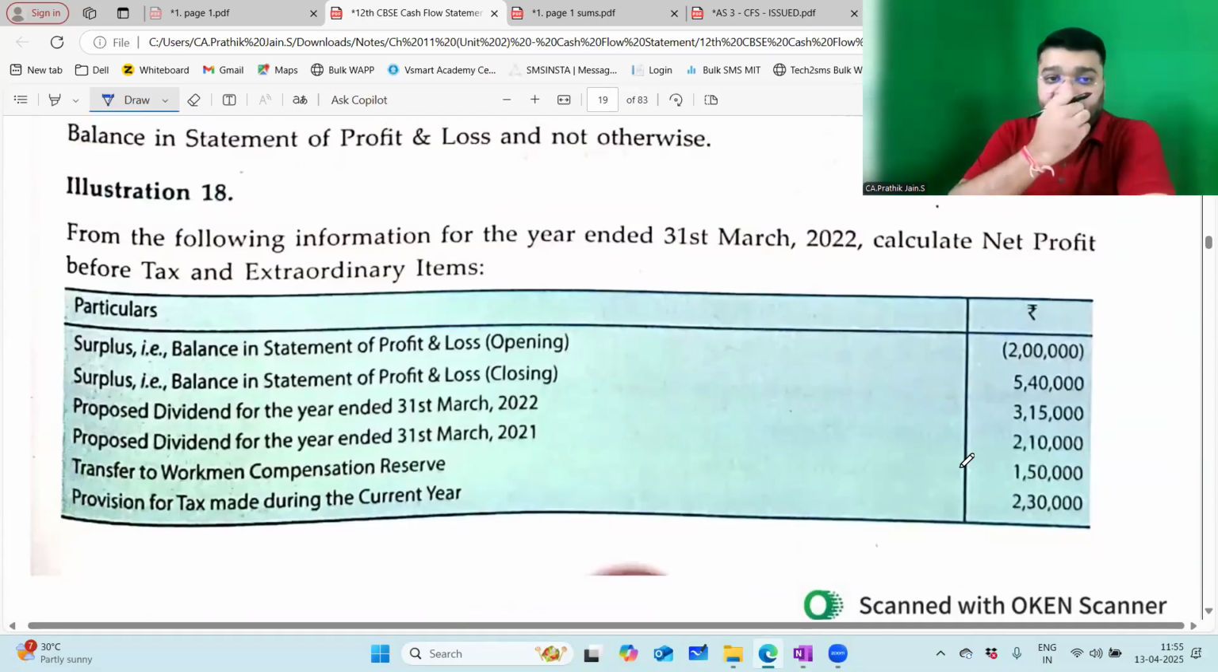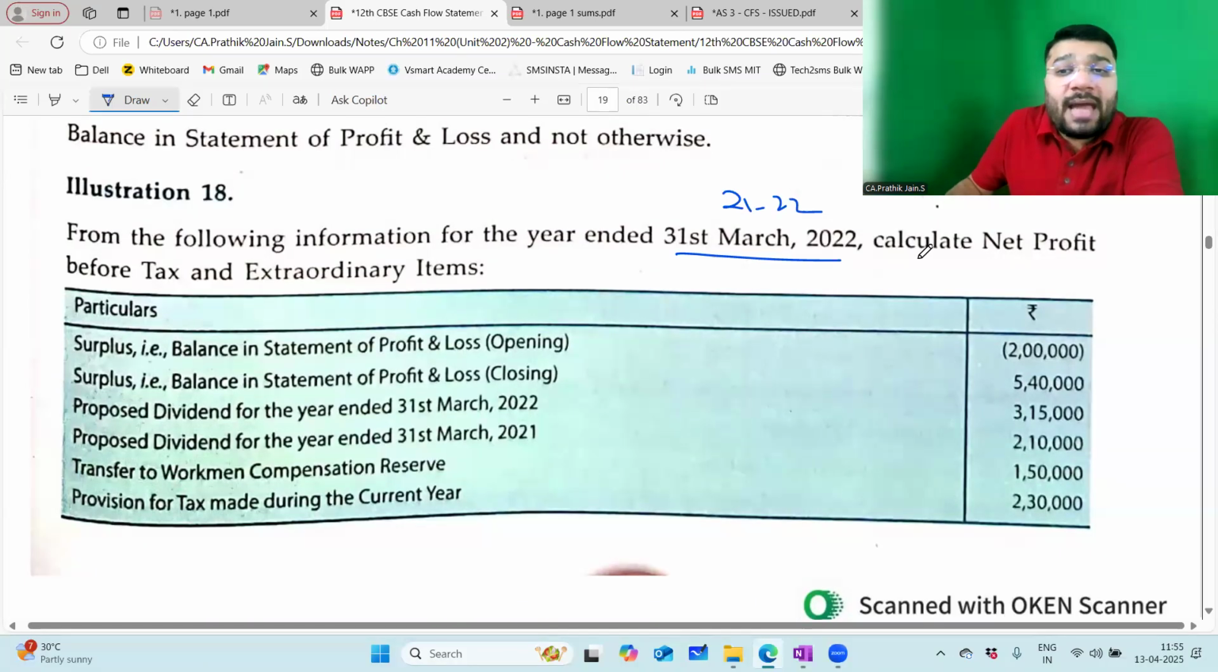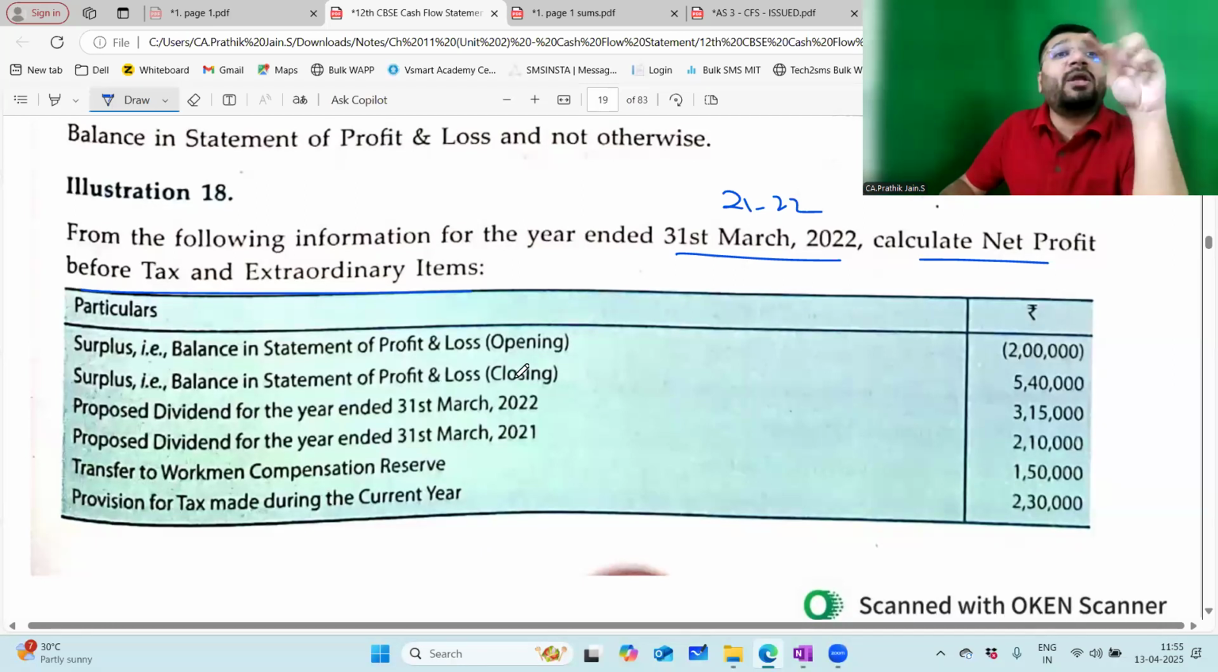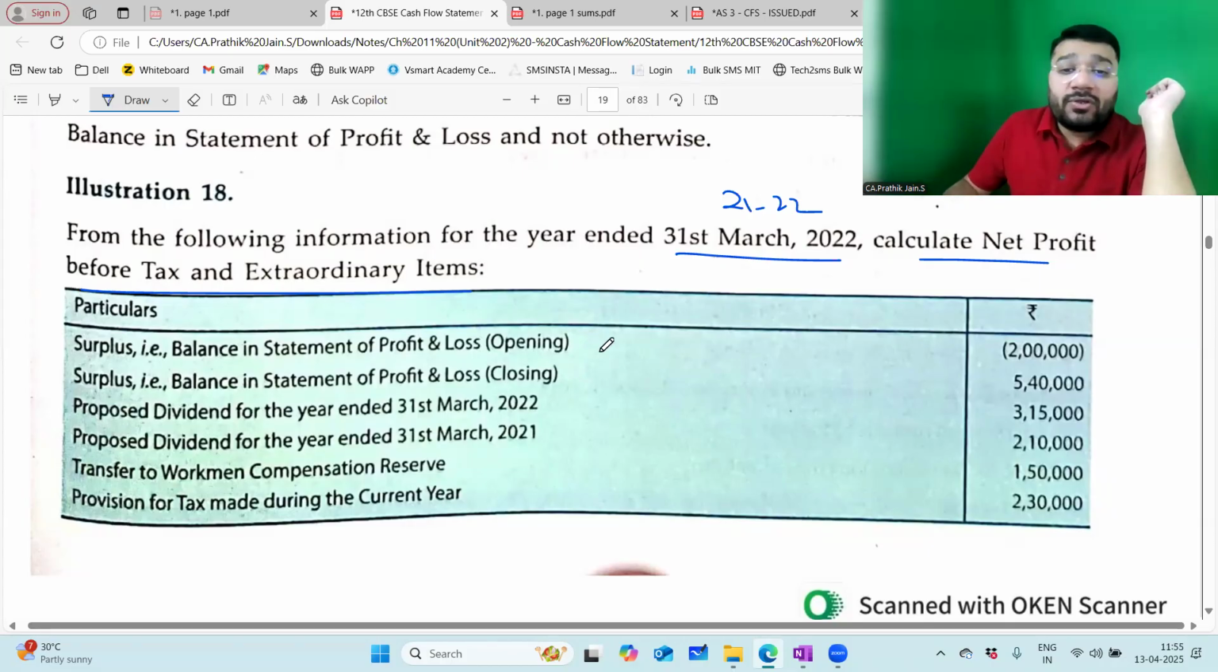Eighteenth question. From the following information, for the year 31st March 22, meaning current year 21-22, calculate the net profit before tax and extraordinary item. So what is my surplus? Opening is 2 lakh, closing is 540. What is the formula? Closing minus opening. So what is my closing?